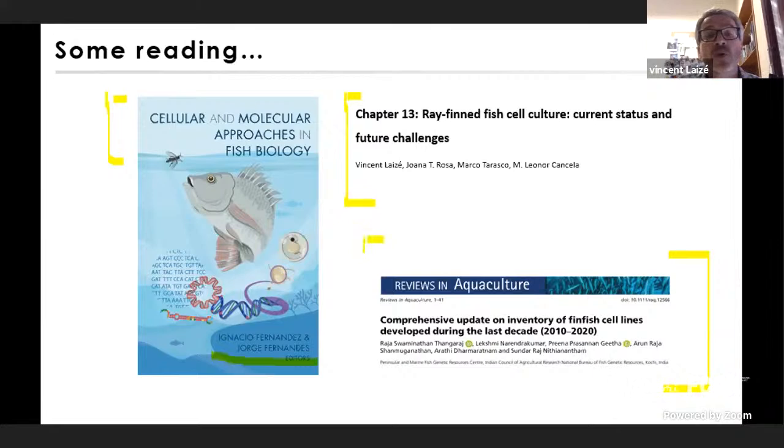In the meantime, if people want to read more about fish cell lines, they can look at that recent paper from Tangeray, which I think was published in 2021. Yes.